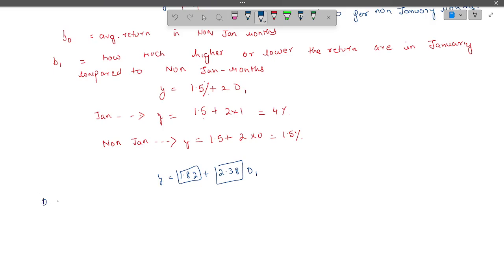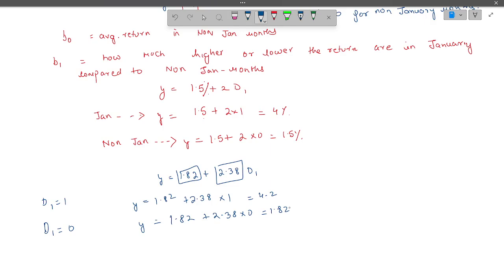So if I am in January, D1 equals 1, so my returns are going to equal 1.82 plus 2.38 into 1, which is 4.2. And for non-January months, D1 equals 0, so y equals 1.82 plus 2.38 into 0, which is 1.82. Guys, have you understood this? Any doubts?